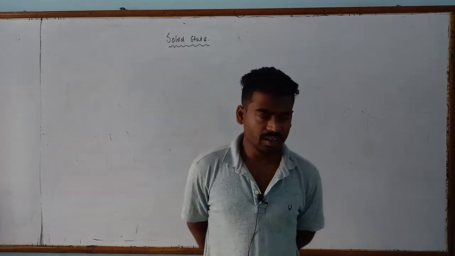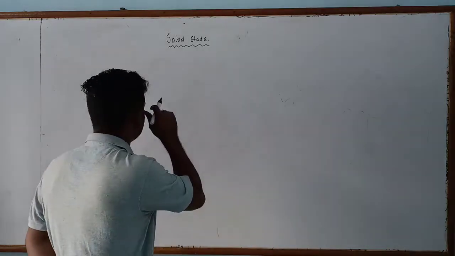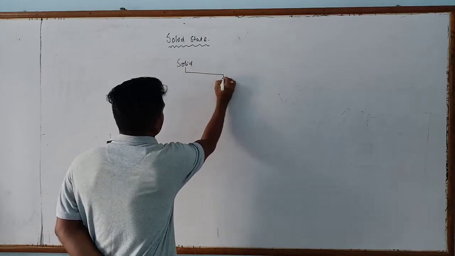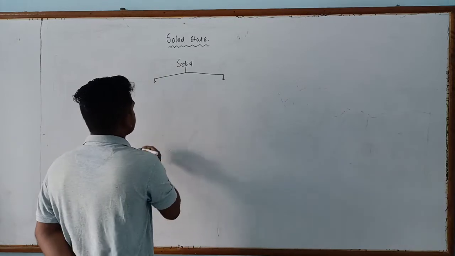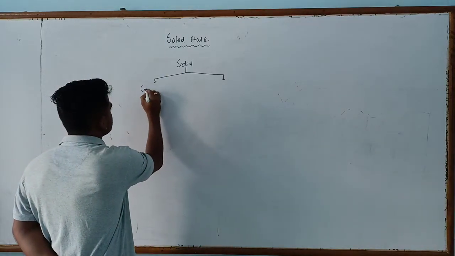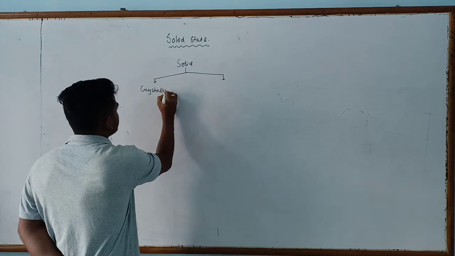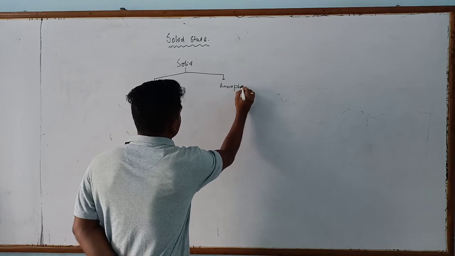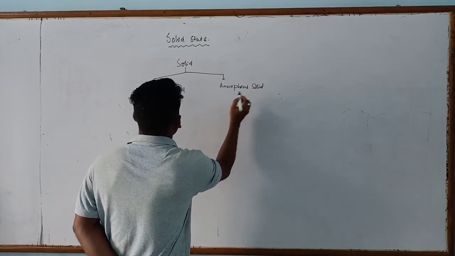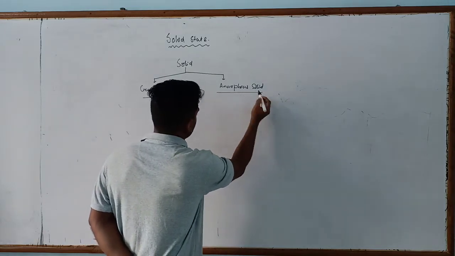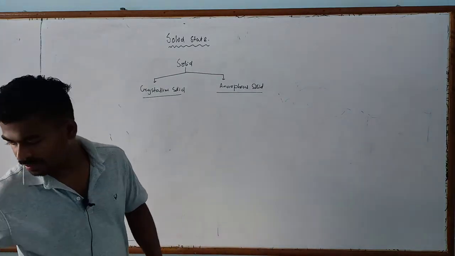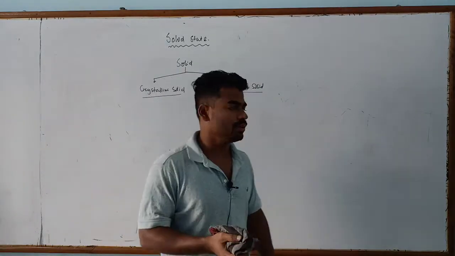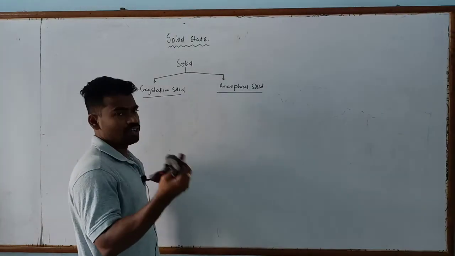So the main key classification I need to discuss over here: solids are basically of two types, one is crystalline solid and another one is amorphous solid. Let us discuss the properties or characteristics of these two types of solids. Very important from board point of view, the difference between crystalline solid and amorphous solid.